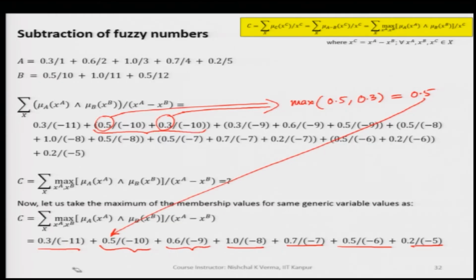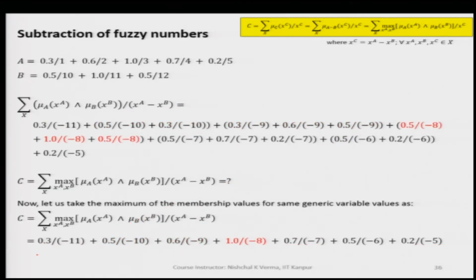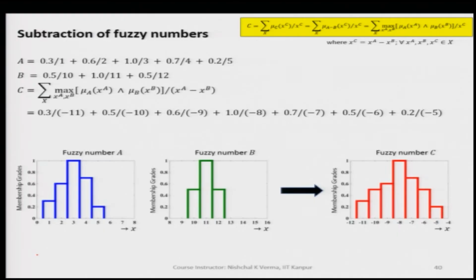So, this way we have obtained the expression for C and we can clearly see that this is a fuzzy number. And now, let us plot this fuzzy number C, which is the outcome of A minus B here. So, fuzzy number A minus fuzzy number B, we have fuzzy number C, and you see here also in this case comparatively we have more spread than A and B. This is because the uncertainty level in the fuzzy number C is increased.